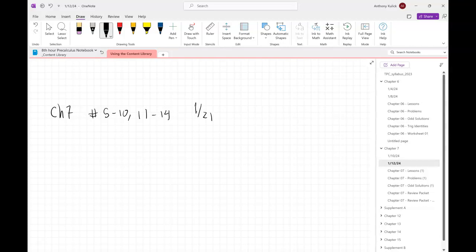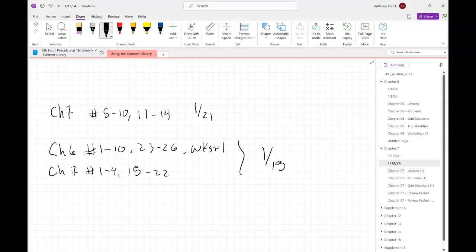So that stuff, 5 through 10 and 11 through 14, is due next Sunday. For this Sunday, I think we asked you to do 1 through 10, 23 through 26, worksheet 1 from chapter 6, and then chapter 7, 1 through 4, and then 15 to, is it 22? Yeah. And that's due, well, let's make it Monday at midnight since we don't have school on Monday. Mr. Kulik won't be checking homework until he gets to school on Sunday or Tuesday morning. So don't worry about it until Monday at midnight, I guess. Take an extra day.